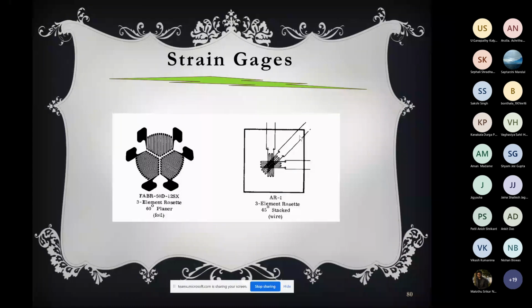So the Rosette structure is very important so that you can determine the strain magnitude as well as direction in any surface or any volume. Okay. So now tell me if you have any query on the Rosette structure.